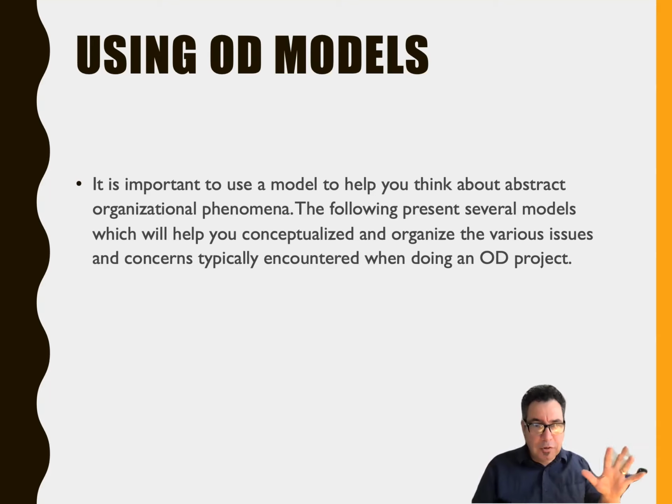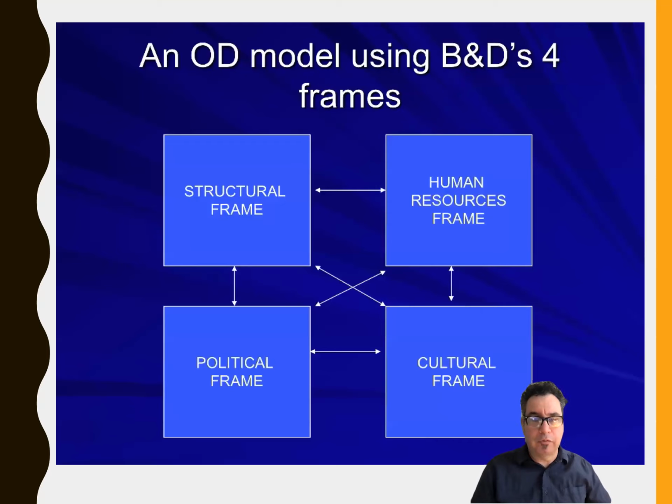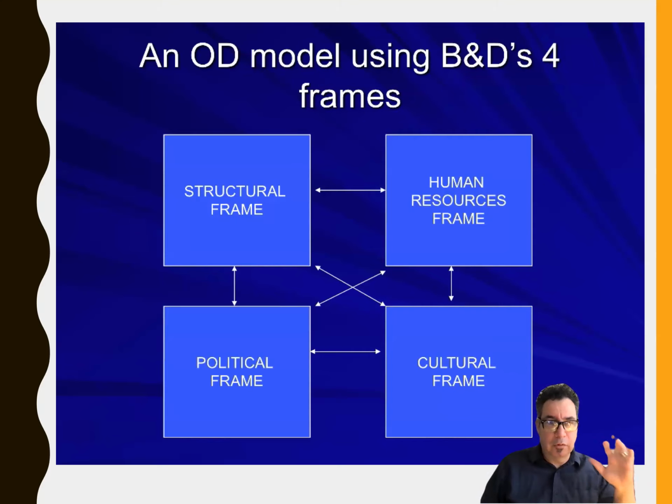Okay, so some of these will be familiar to you because we've studied these in the class. The first one I want to present is using Bolman and Deal's four frames. And if you recall, Bolman and Deal talk about the structural frame, right? This is your typical conventional wisdom. This is what we think of as organization. It has to do with lines of reporting, org charts, but it also has to do with things like centralization, decentralization, formality, informality, those sorts of things. So this is an important way to think about an organization and phenomena.